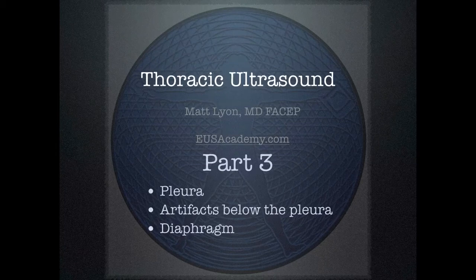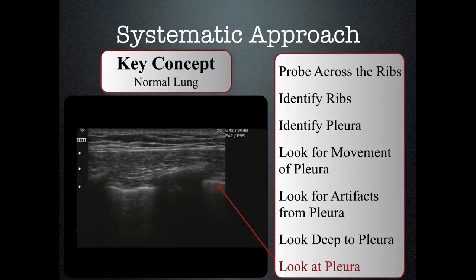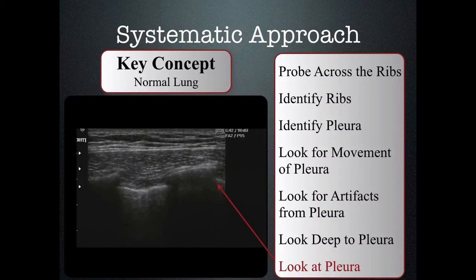In this lecture, we're going to cover the pleura, artifacts arising below the pleura, and diaphragm. As we talked about before, we use a systematic approach for thoracic ultrasound. We place our probes across the ribs, we identify the ribs, we identify the pleura, we look for movement of the pleura, then we look for artifacts arising from the pleura, then we look deep to the pleura.